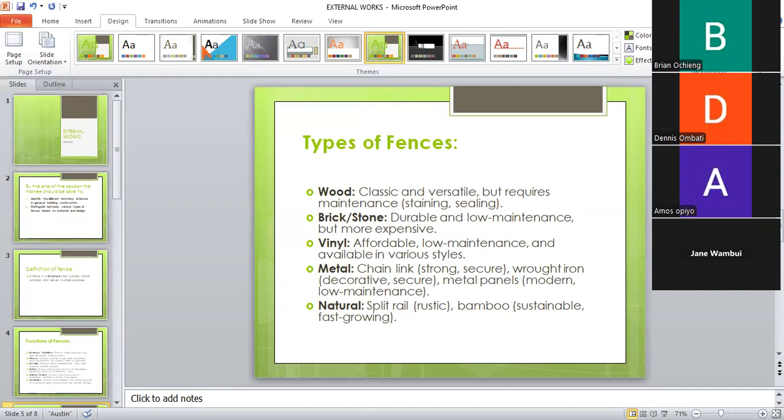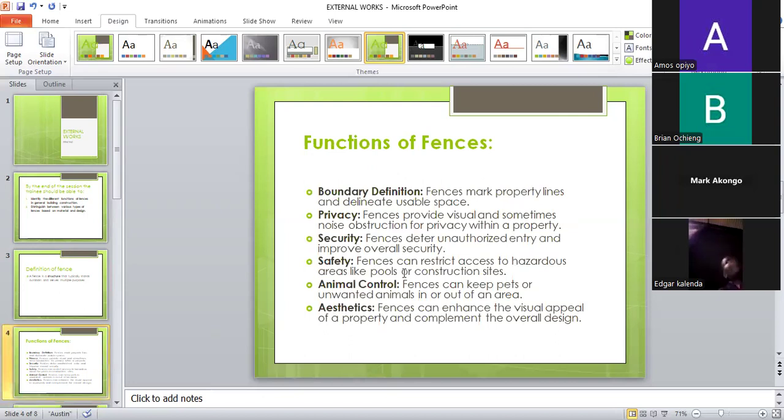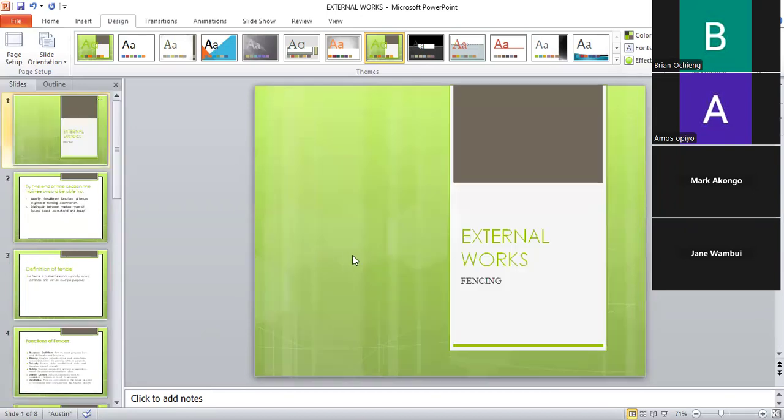Okay. Any question again from any trainee? Where does the cypress fence fall under? Does it fall under timber fences or vinyl? Okay, vinyl is a plastic fence, and cypress is a wood or a timber, most probably a wood. It falls under wood fence. Did I respond to you?